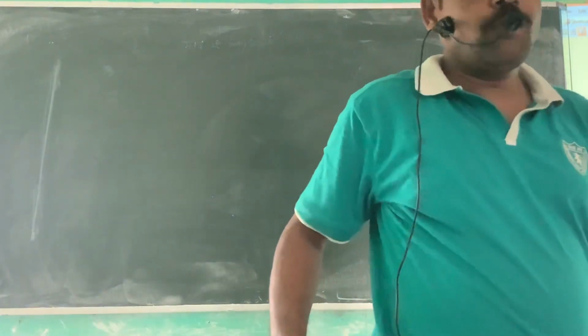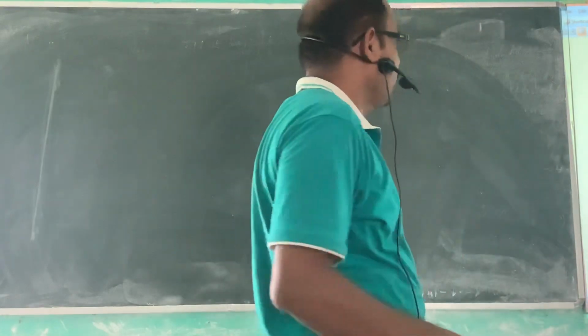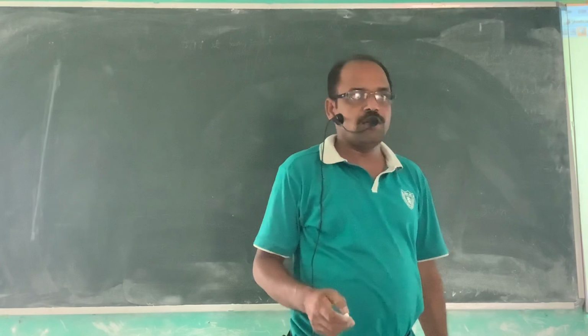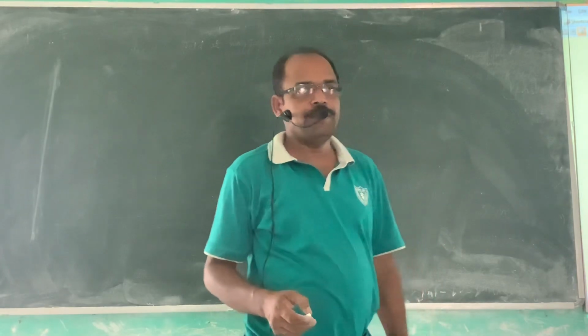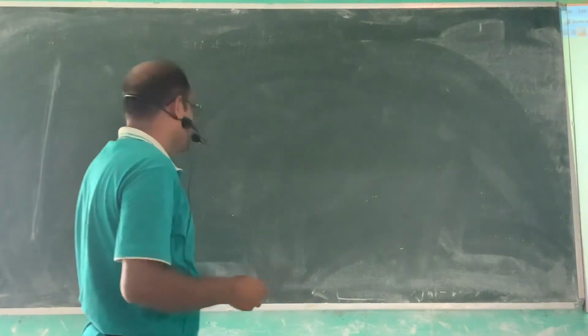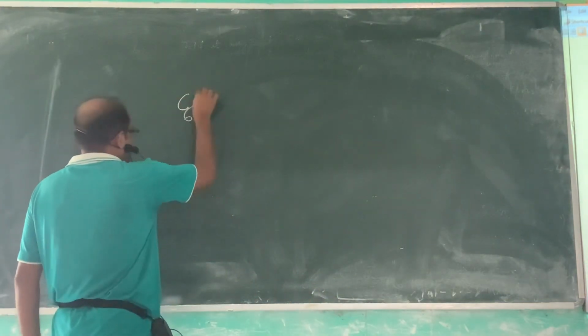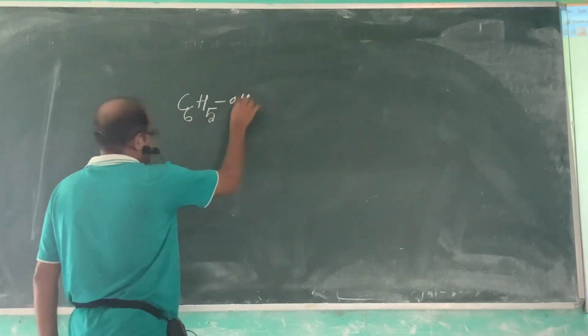Today I am going to discuss phenol. Monohydroxy benzene is called phenol. Molecular formula for phenol is C6H5OH.